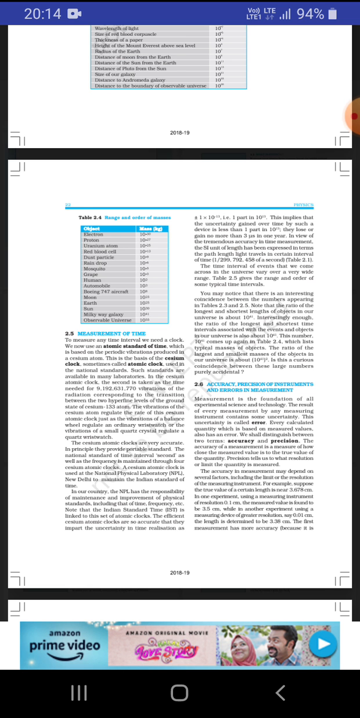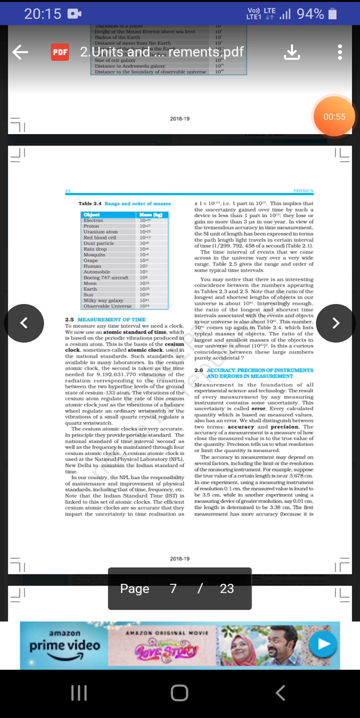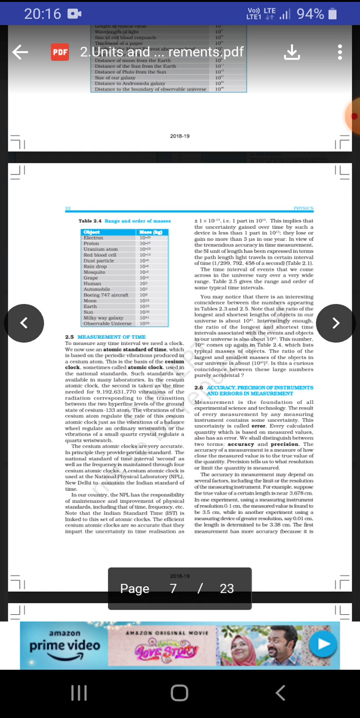So, next topic, let's learn about accuracy, precision, instruments and errors in measurement. Measurement is the foundation of all experiments, science and technology. The result of a measurement made with an instrument contains some uncertainty. This uncertainty, or small mistake, is called error. So every calculated quantity which is based on measured values also has an error.